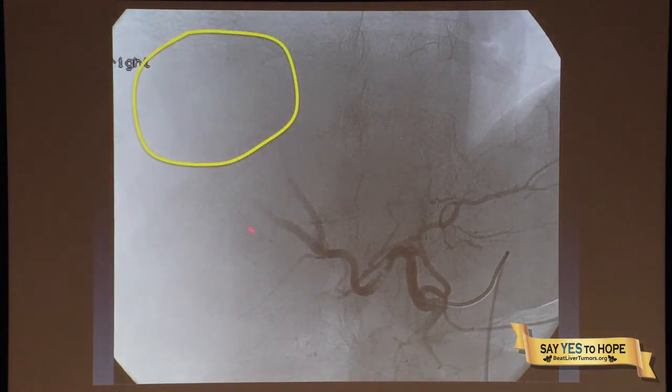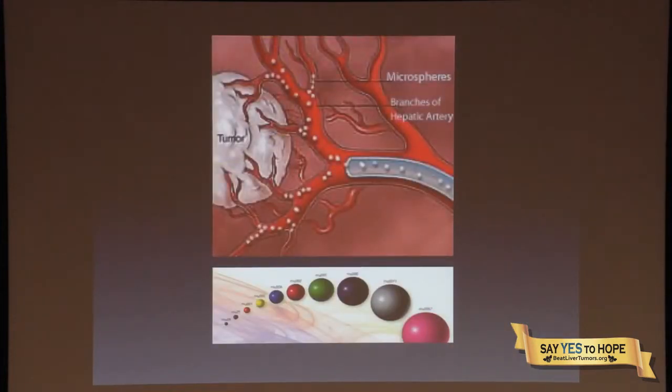You can see there's no blood supply going to it because we actually injected little particles. They look like little sand particles, and they actually stop the blood supply going there. These are what these particles look like. Again, it's a little diagram showing particles going in and going towards the tumor. And 20 years ago, 15 years ago, we used to use much bigger particles, 500, 700 micron particles.